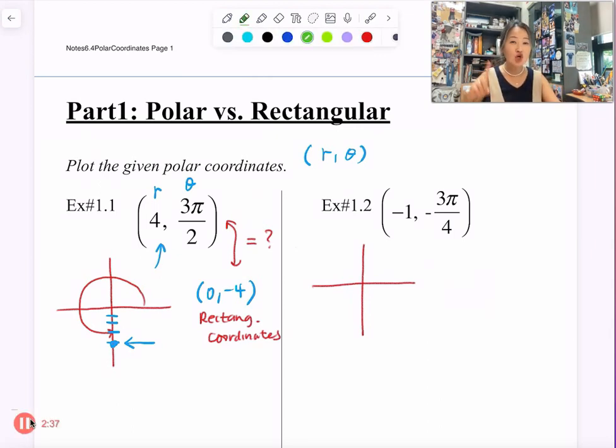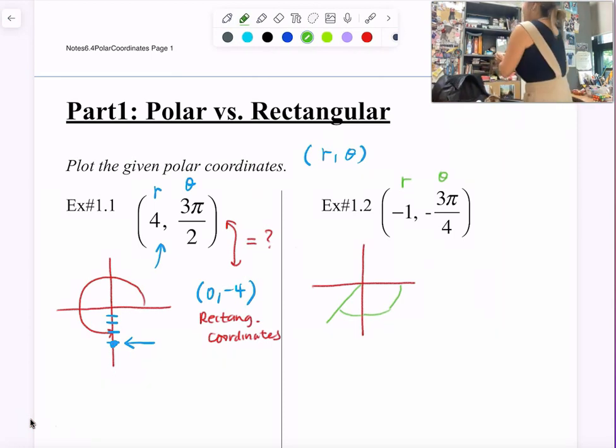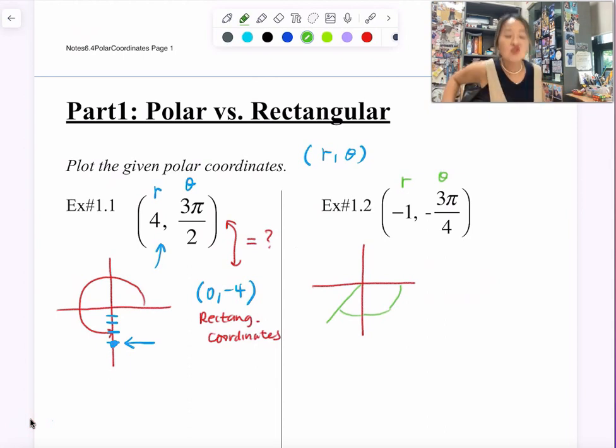Now, it says here, turn negative. That means you have to go clockwise 3 pi over 4. 3 pi over 4, you don't have to convert anymore, right? You're like 1 pi over 4, 2 pi over 4, 3 pi over 4 is about right here. And it says to go r how much? Does it say to go backwards or forward? Imagine yourself, you're actually looking at 3 pi over 4 this way, but it says to go negative 1. That means you have to go backward. Remember, you're rotating about the pole. So you have to back it up 1. So you end up here in the first quadrant.